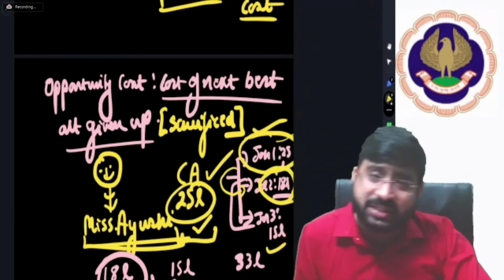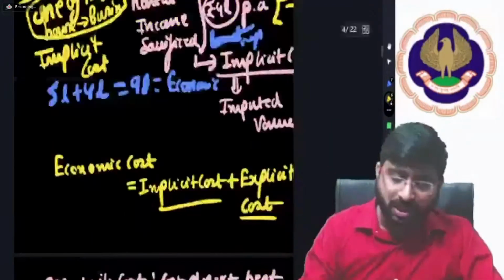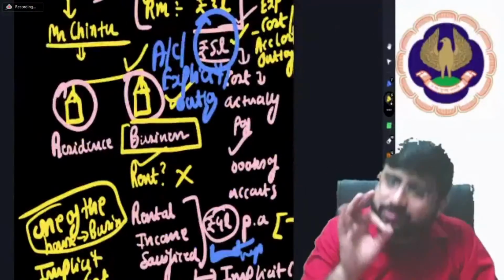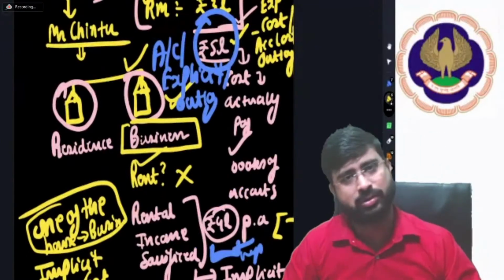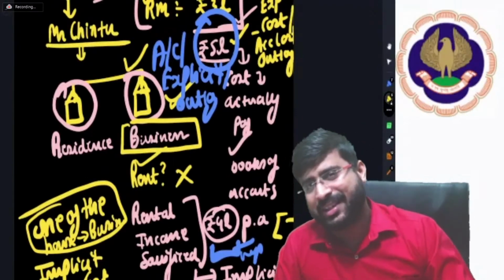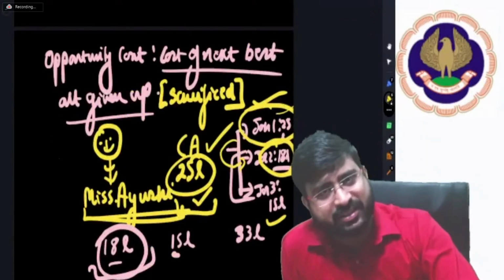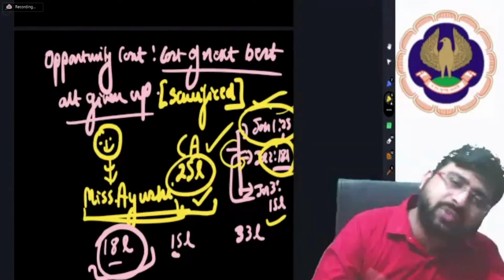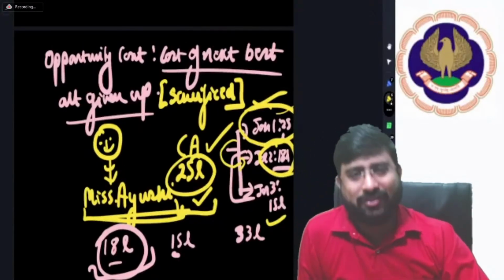In the first example that I gave of implicit cost, Mr. Chintu, I believe, was the owner of the house and then he had to sacrifice the income from that house. So ownership was important in implicit cost. In opportunity cost, no such ownership is important. Whatever the next best sacrifice is, that is your opportunity cost. Okay, we get it, sir.